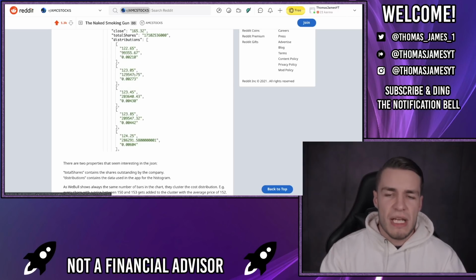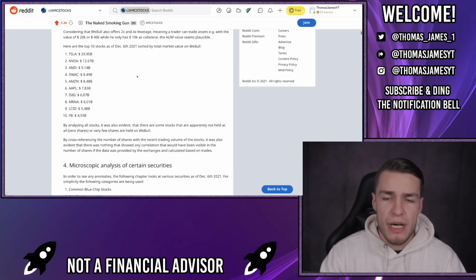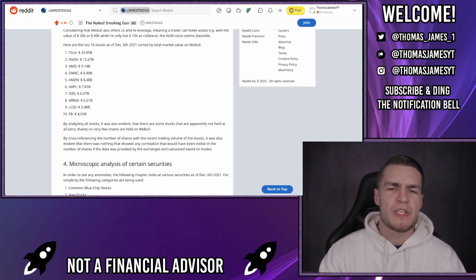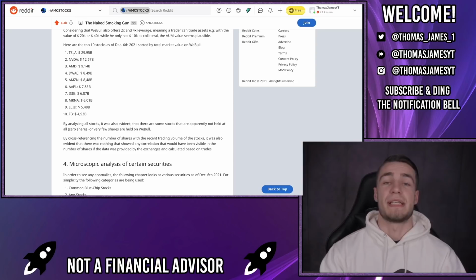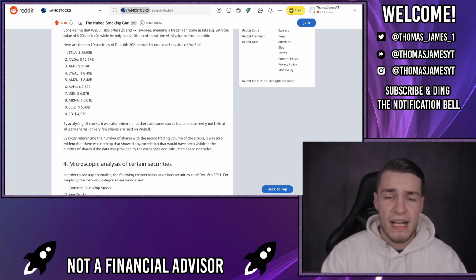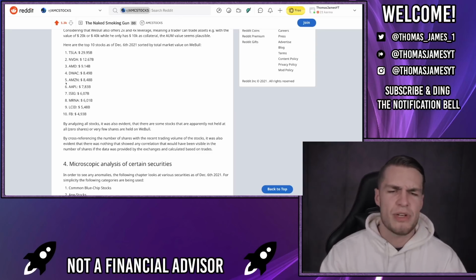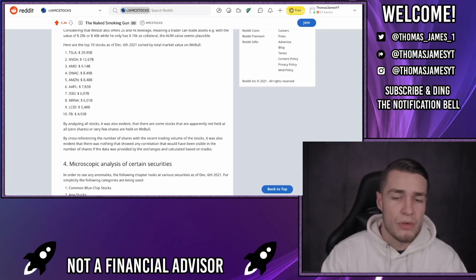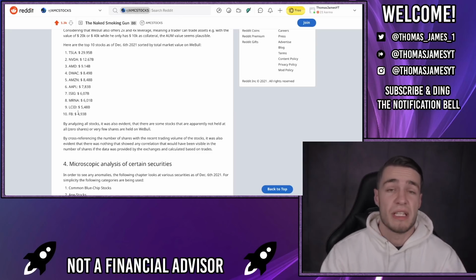So he's then multiplied the number of shares held by the share price at each distribution level for the top 10 stocks held on December 6th at Webull. You can see a lot of these stocks in the top 10 are as you'd expect. Tesla, Nvidia, AMD, DWAC is an interesting one, Amazon, Apple, Moderna, Lucid, Facebook, and many more.